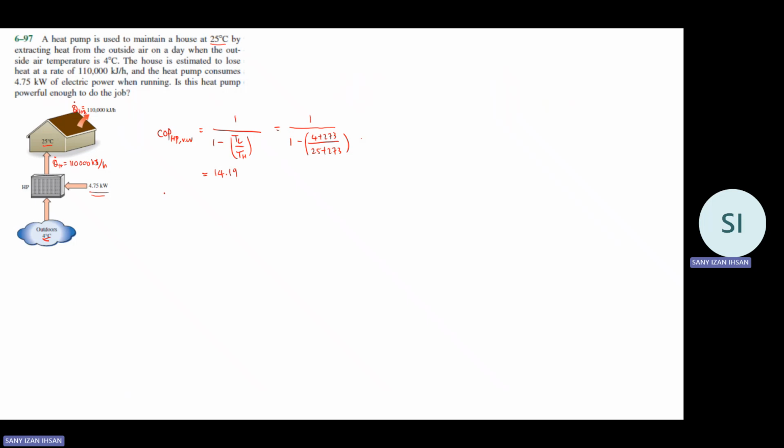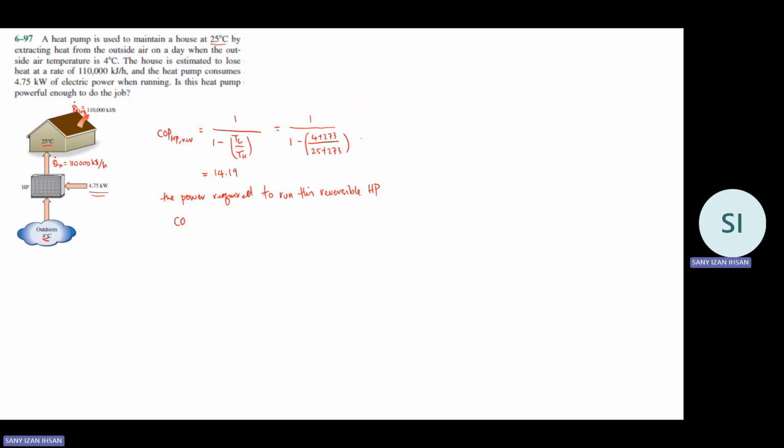So the power required to run this reversible heat pump. This is a reversible heat pump, remember? So we need to check what will be the power required to run it, or in order to attain this, of course, as a reversible heat pump.